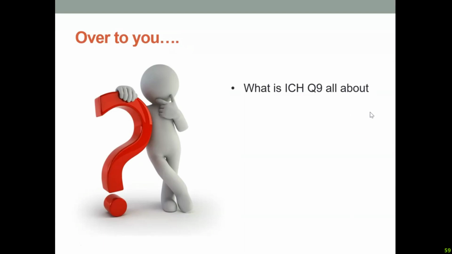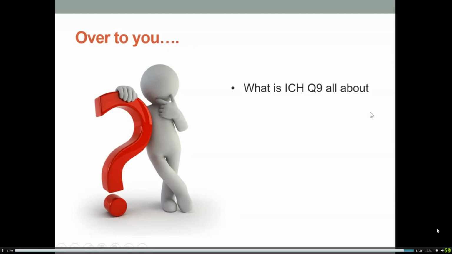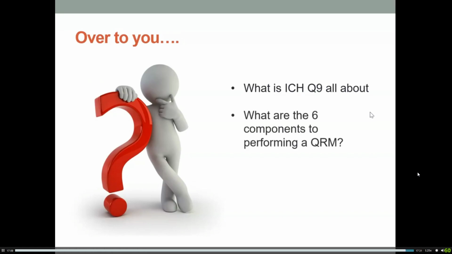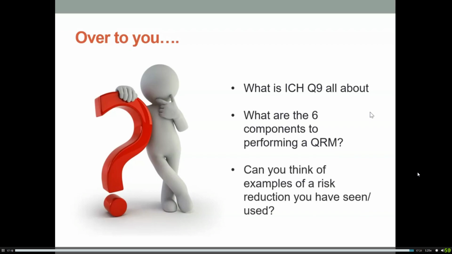Over to you. What is ICH-Q9 all about? What are the 6 components to performing a QRM? Can you think of examples of a risk reduction that you have seen or used?